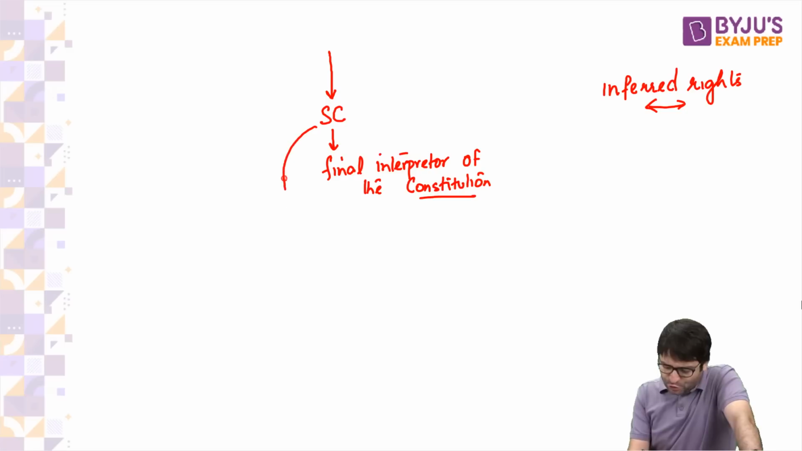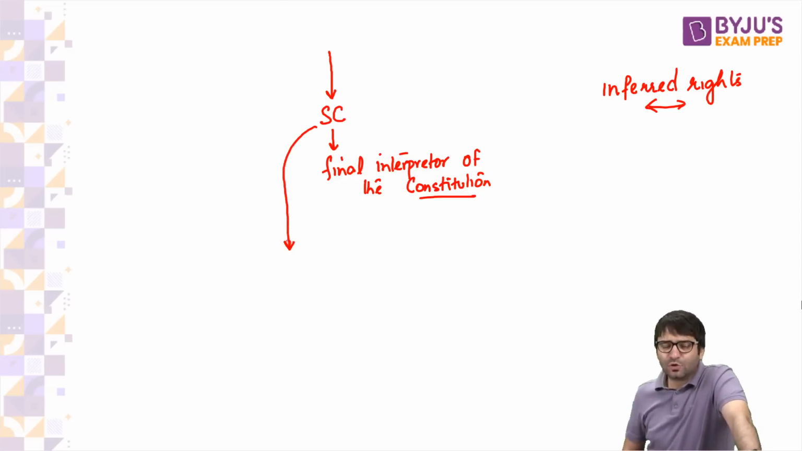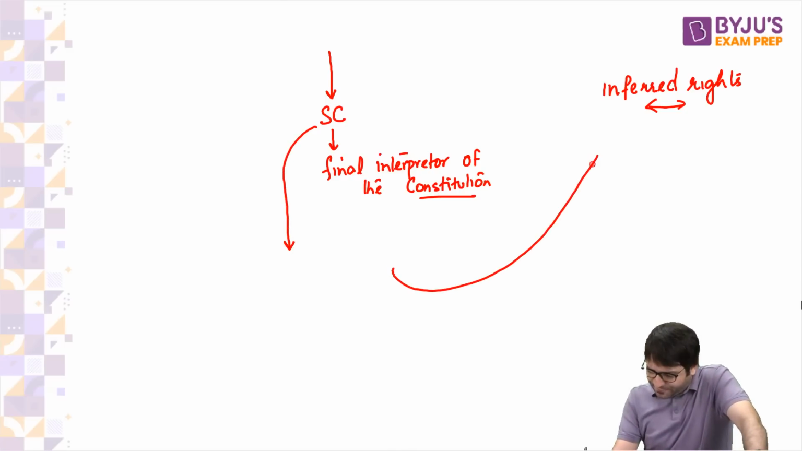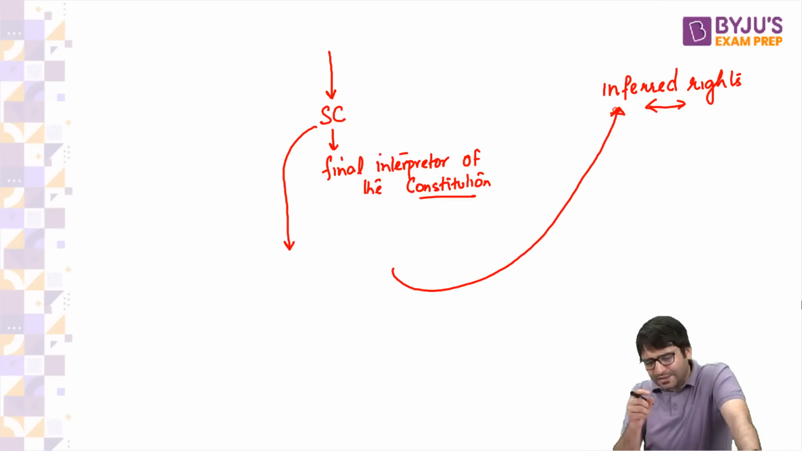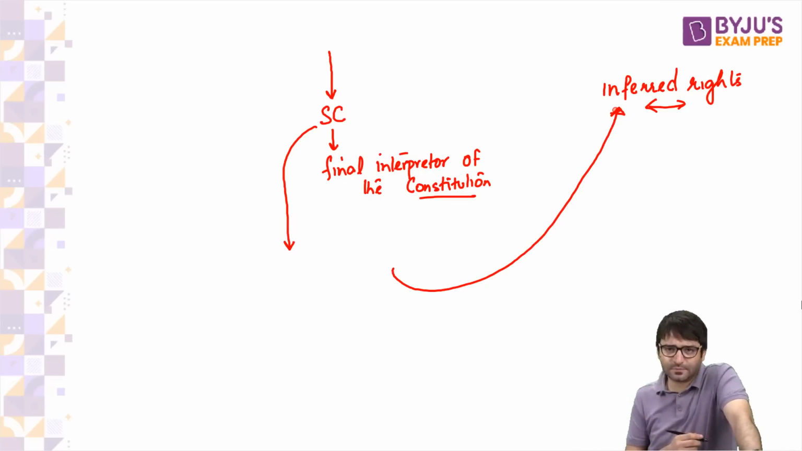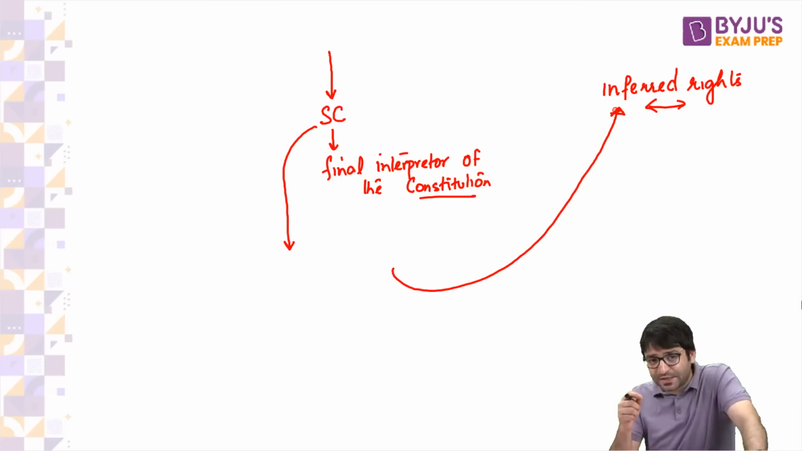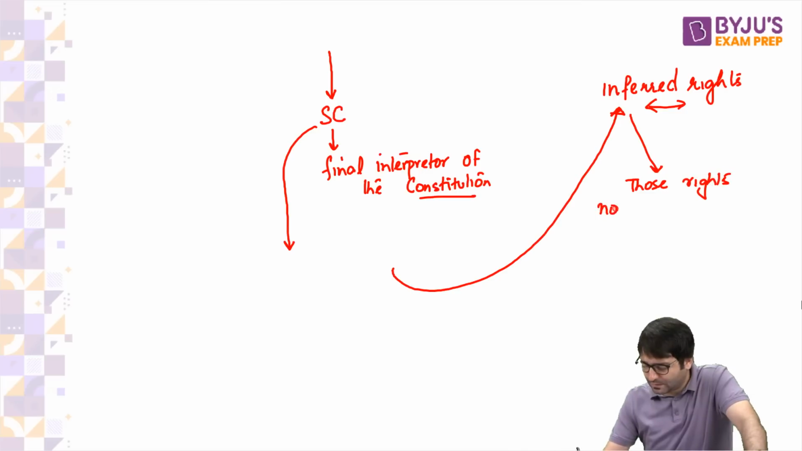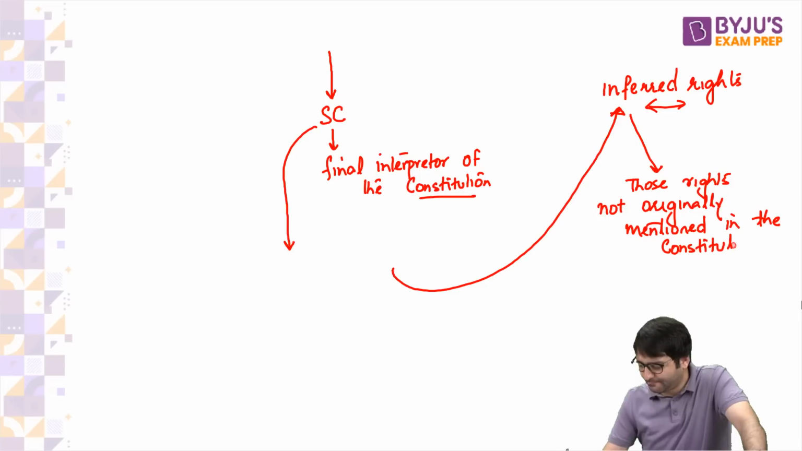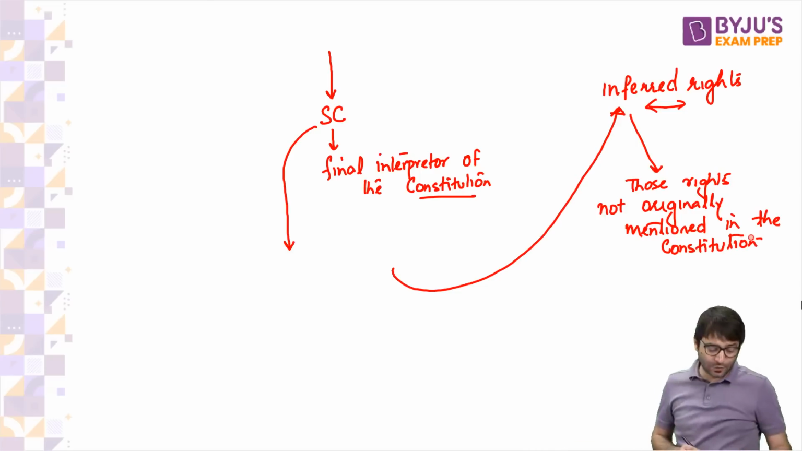And when matters reach the Supreme Court, the Supreme Court looks at a particular fundamental right and starts inferring something else as well. When it starts inferring something else as well, it gives us those rights not originally mentioned in the Constitution. What does that mean?